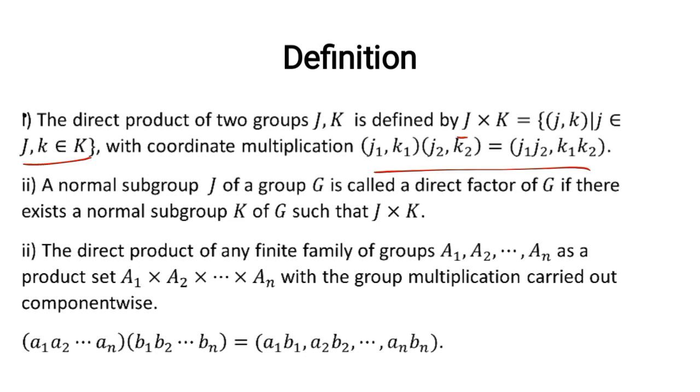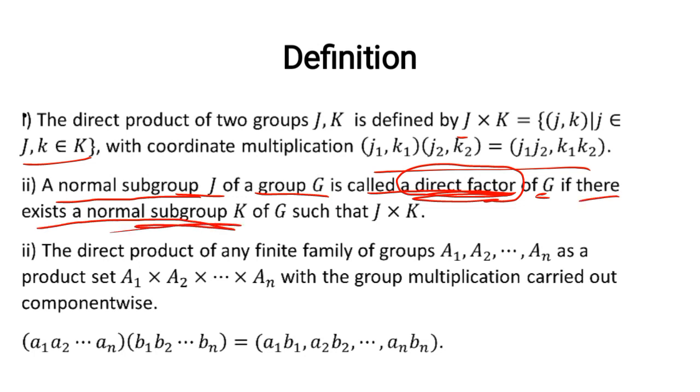The next definition you need to know is what we call a direct factor. So what's a direct factor? A normal subgroup J, so it must be a normal subgroup of a group G, is called a direct factor of G if there exists a normal subgroup K such that J cross K exists, okay? So once you have this relationship, we say that J is a direct factor of G, okay? You can check your lecture notes for more information on that.